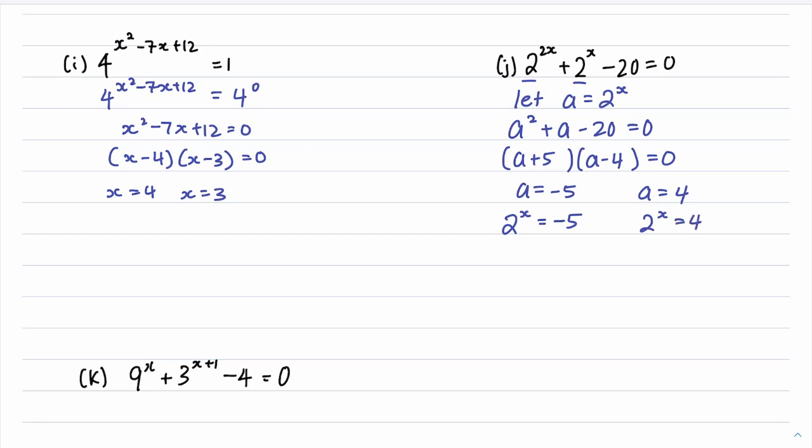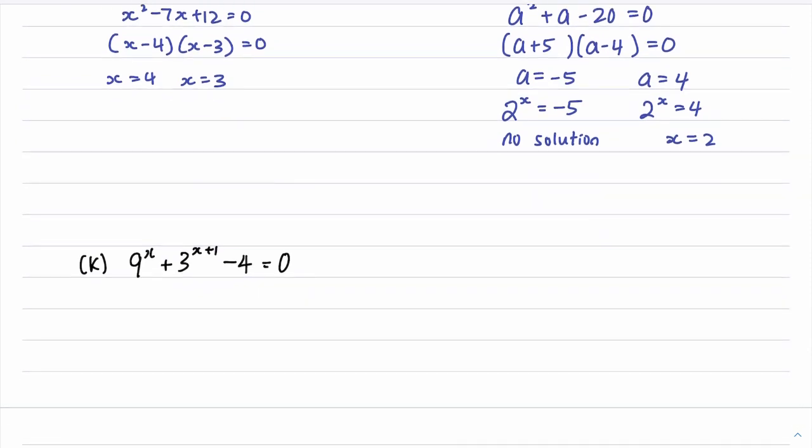So now we have 2 additional exponential equations to solve, and we can see that there is no solution for the equation on the left because 2 to whatever power we can think of will never give us a negative answer. But we can solve for the equation on the right that gives us x equals 2.